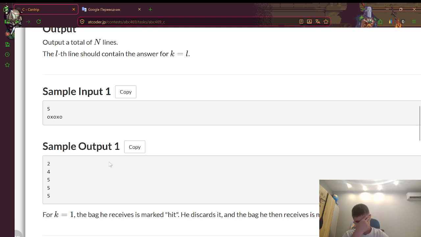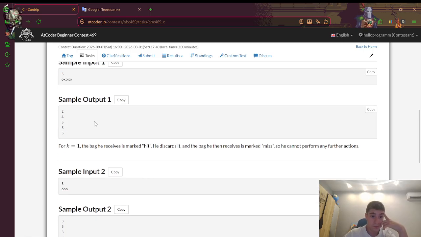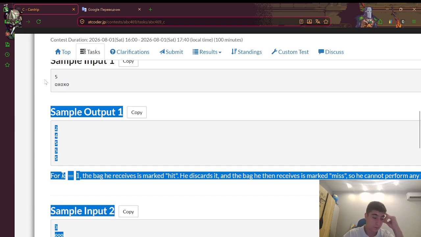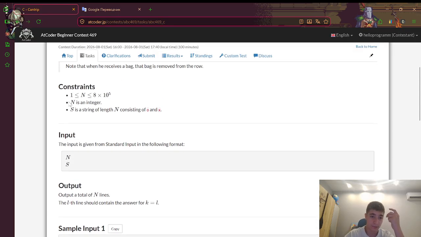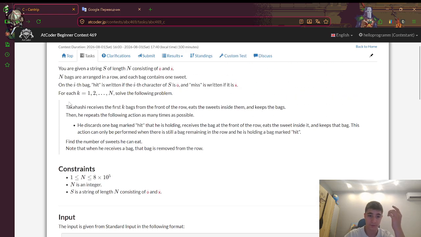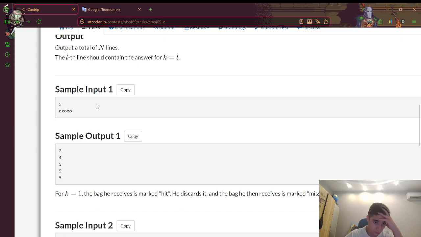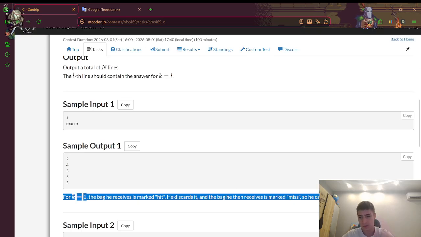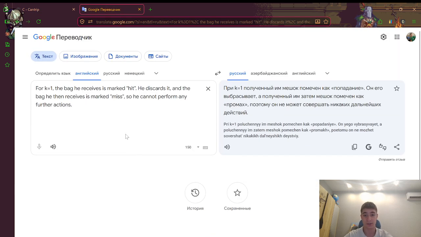So the problem statement is garbled. It's frankly hard to understand. I couldn't understand the output. I couldn't understand the input. So I couldn't understand the statement, and that's enough for not solving the problem. I couldn't understand what this statement means. Like, what the hell is this? I need to translate this.